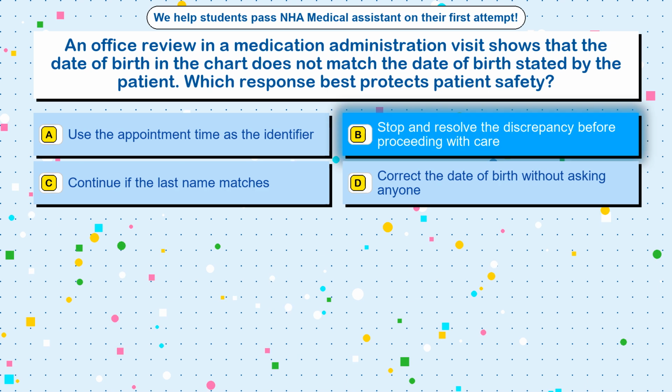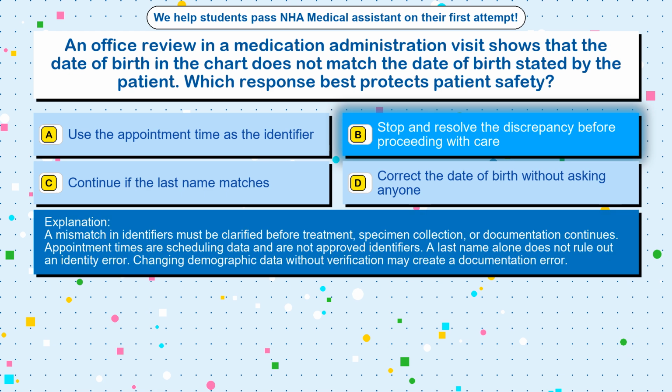The correct answer is option B. Stop and resolve the discrepancy before proceeding with care. A mismatch in identifiers must be clarified before treatment, specimen collection, or documentation continues. Appointment times are scheduling data and are not approved identifiers. A last name alone does not rule out an identity error. Changing demographic data without verification may create a documentation error.